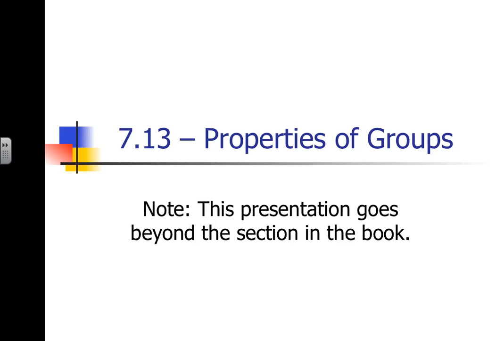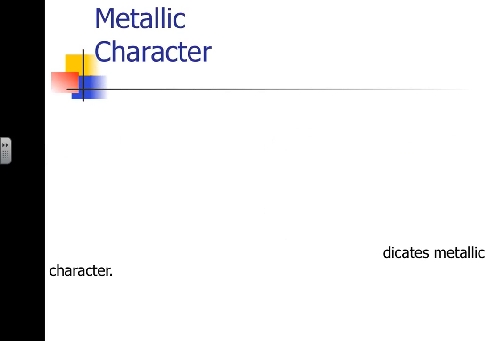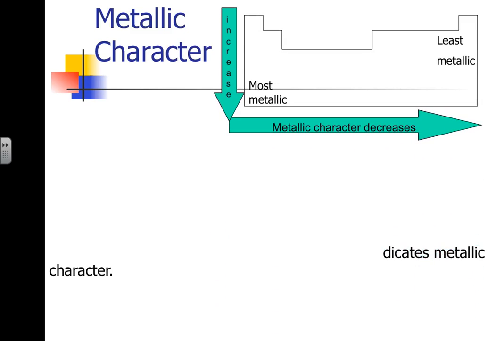So, anyway, properties of groups. Anyway, what we're going to see is we're actually going to take a look at each of the individual groups of the S and the P block and talk about some characteristics that they have. But before we get started, I want to talk to you about something called metallic character. So this is sort of another periodic trend.